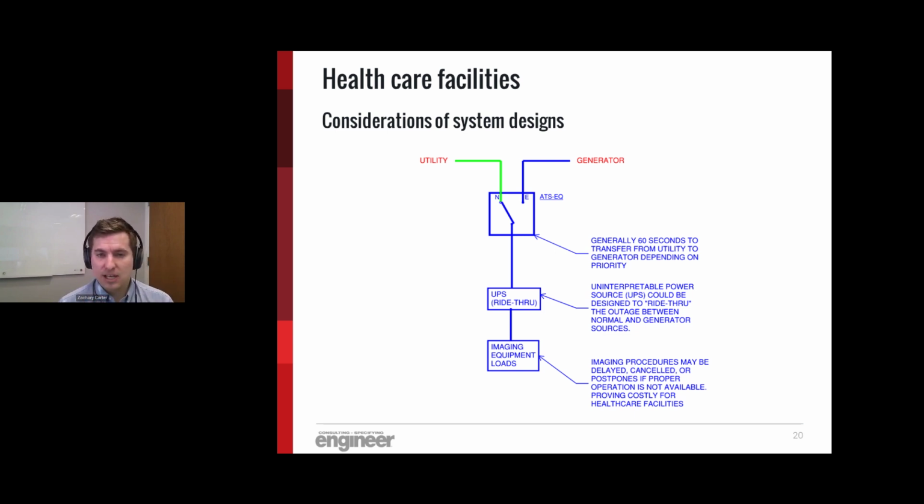The best example I can give in healthcare is imaging equipment loads: CTs, X-rays, or any radiology rooms. An MRI, for example, could take up to an hour for one of the images. Should that image be lost because of an outage, perhaps that has some catastrophic scheduling issues with the hospital. They have to push back dates and push back dates and push back dates. So investing in a UPS, or uninterruptible power supply, could ride through that normal to generator source, which we're seeing more common on a lot of imaging equipment loads and even computer system loads.